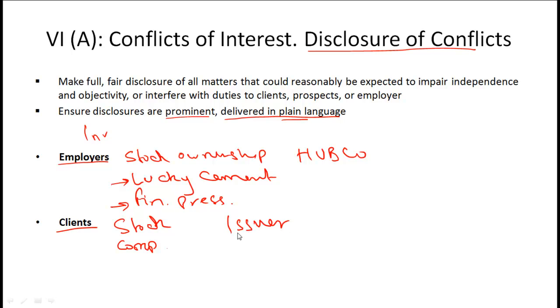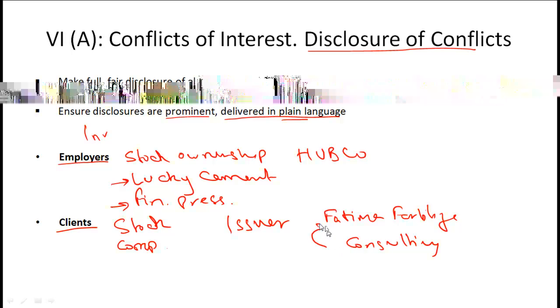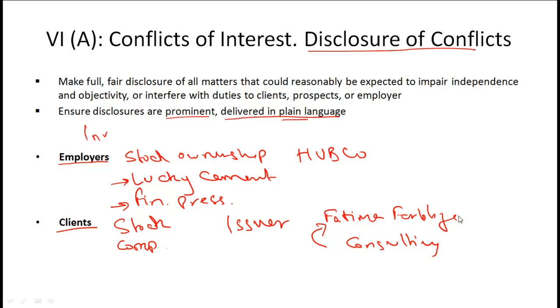Here again, if you are, let's say, making recommendations to buy or sell shares in, say, Fatima Fertilizer, and you have a consulting arrangement with this company, your incentive might be to keep this client happy, and to keep this client happy, you might potentially make a buy recommendation to your client. So your client needs to know that you have a consulting relationship. Similarly, if there are investment banking relationships, underwriting relationships, or if your organization is a market maker for this security, any of this information must be clearly disclosed to your clients.